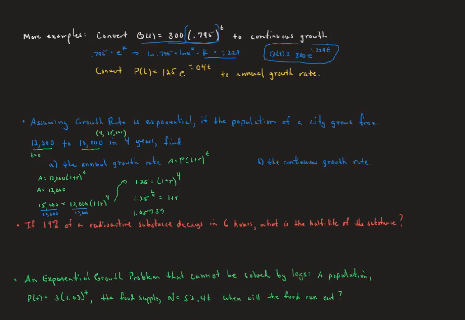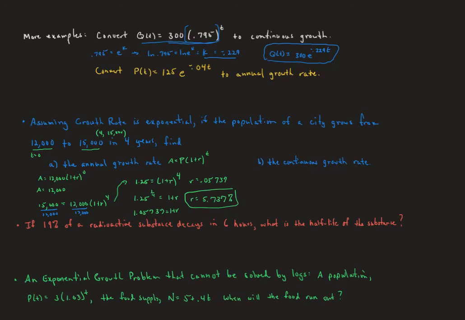1.05737 is equal to 1 plus r. That means the r is going to be, if we subtract off that 1, 0.05737, and that means as a percent, that's going to be 5.737%. So that is our annual growth rate.